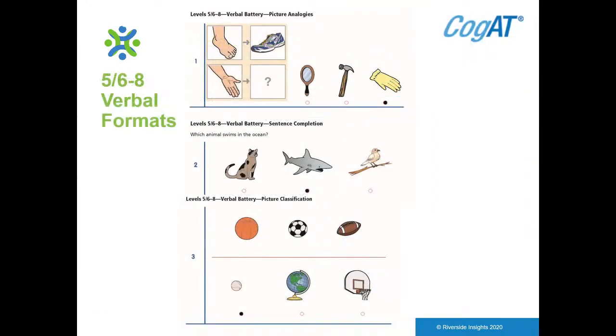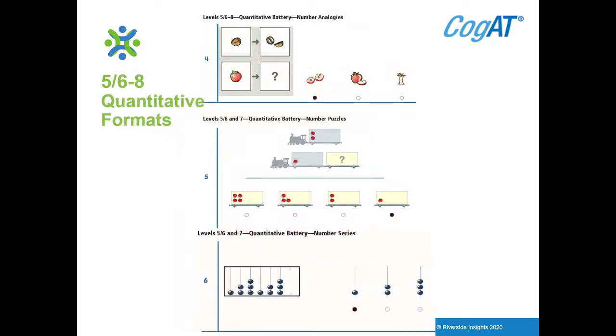Here are the picture-based verbal formats for students in younger grades. Each battery includes an analogies format. The verbal battery also includes a sentence completion format and a classification format, where students identify the category represented by a set of pictures. All of the level 5, 6 through 8 formats are picture-based.